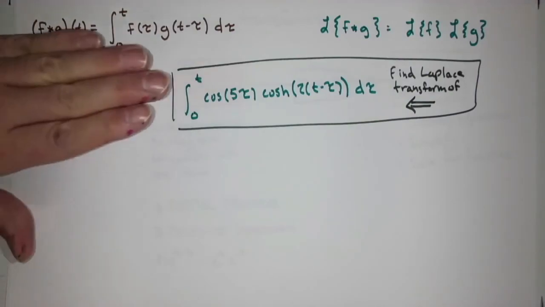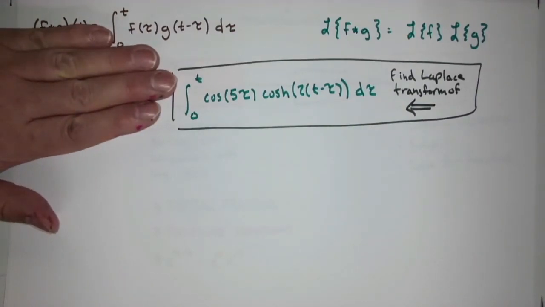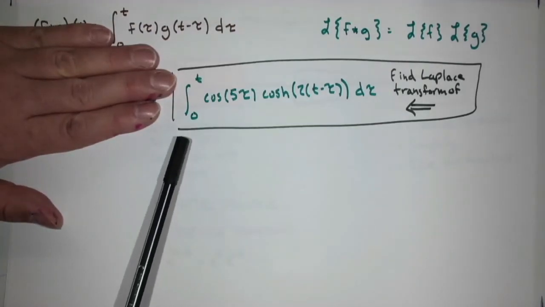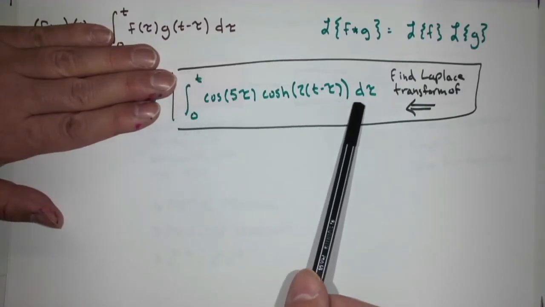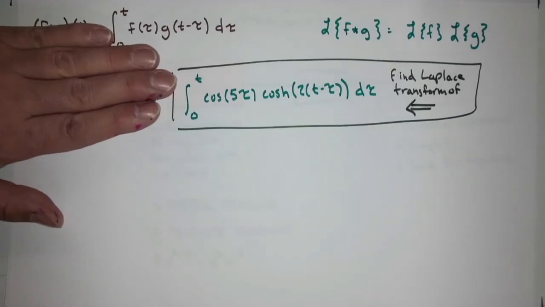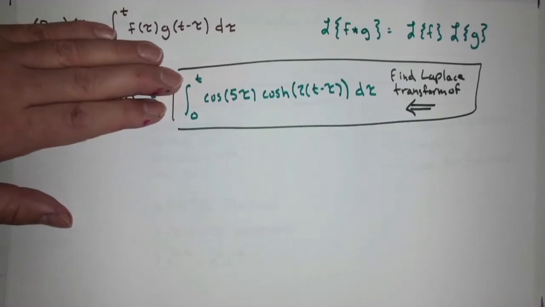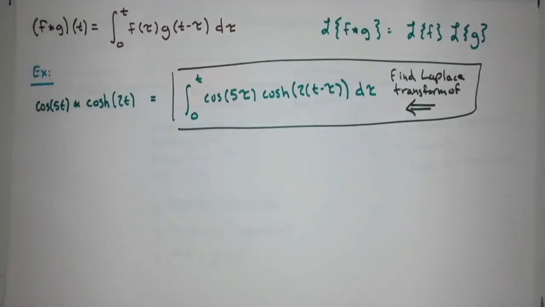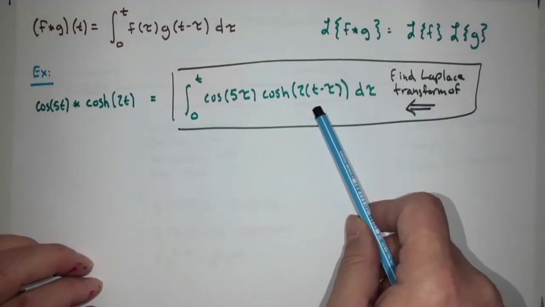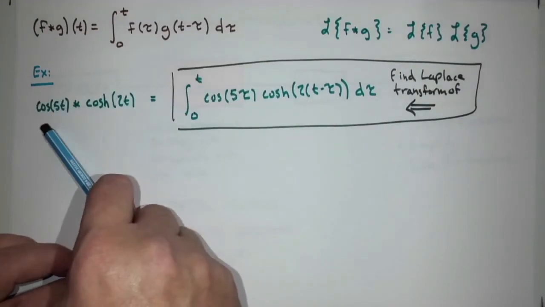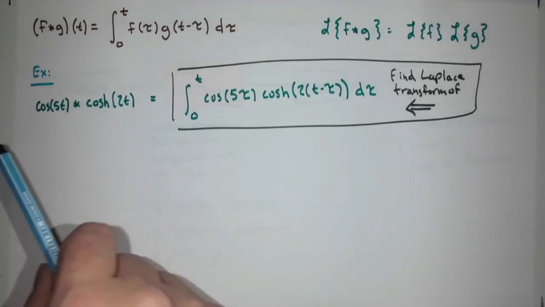Now, suppose you just had that question. So you just saw this, you're walking down the street, and someone said, hey, can you tell me what the Laplace transform of the integral from 0 to t cosine 5 tau cosh 2 times t minus tau d tau is? You're like, what? But how do we solve this? Yeah, we recognize that it is a convolution, and in particular, it's these two functions that we've convoluted together.